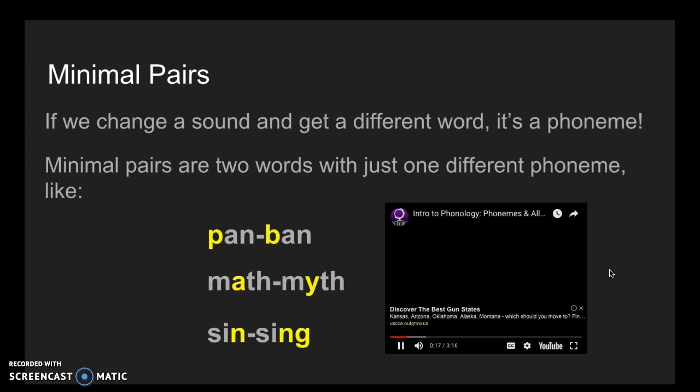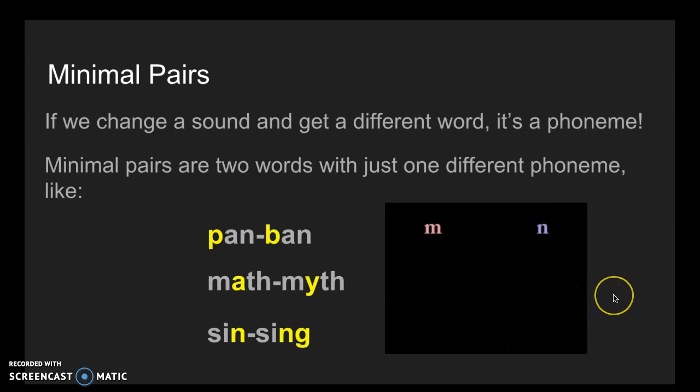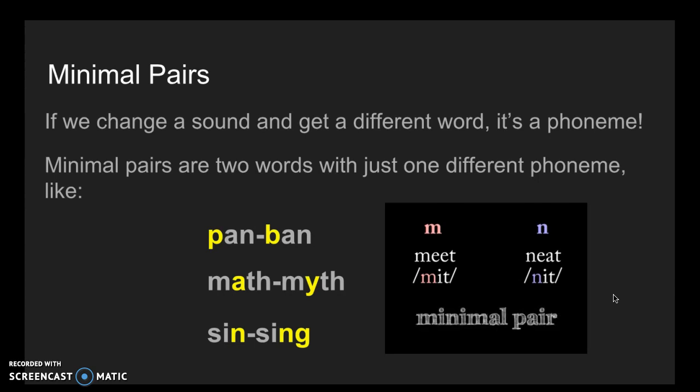Take just two sounds, N and M. To test if speakers hear these two sounds as two phonemes, we see if we can find words where switching one sound for the other gives us a completely different word. Here's the word meat. Switching the M to an N gives us the word neat. This is a minimal pair. The two words differ minimally by one sound only.